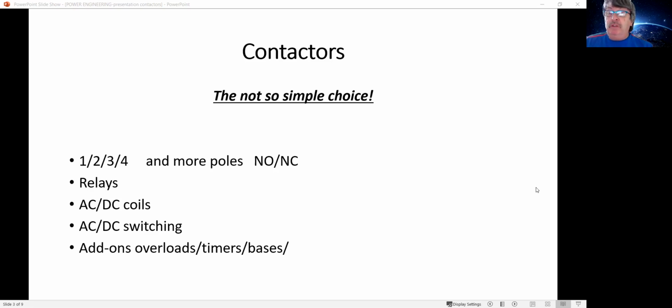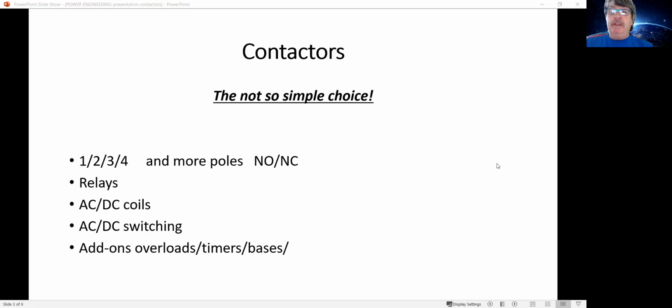You do get coils in AC types and DC types. So you could have an AC contactor running with a DC coil. Obviously, DC these days is catching on in quite a lot of things, and you might have a DC control circuit. You can, of course, then switch AC and DC through the main contacts.